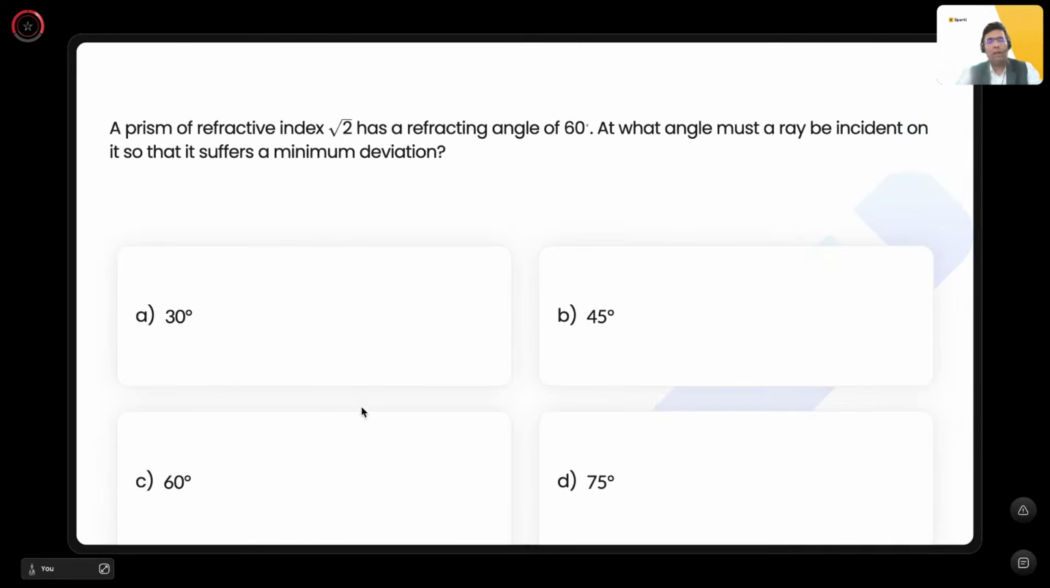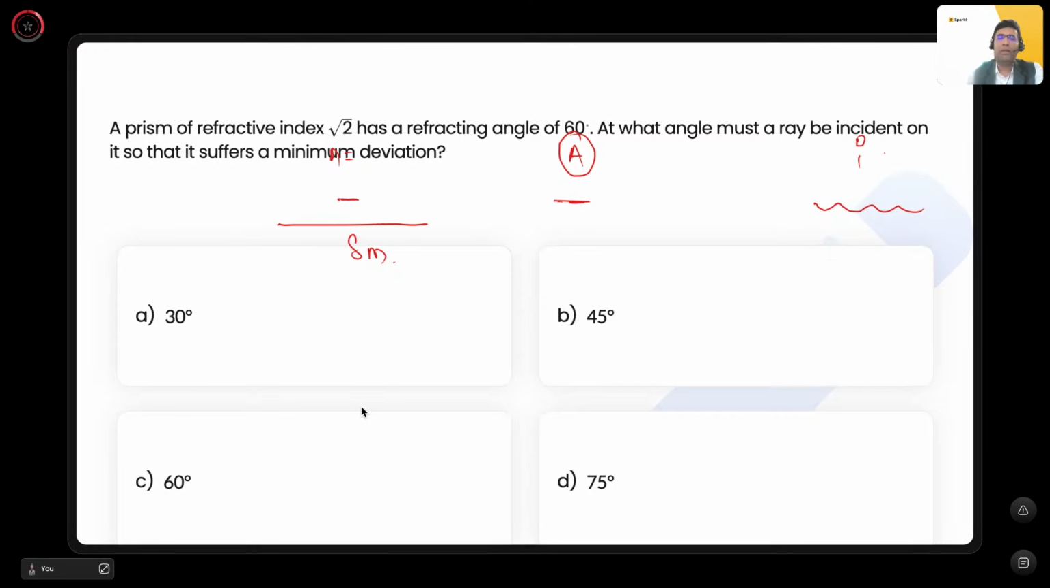Prism. Again, in ray optics, every year a question on prism is asked. You have to do all the variations that are involved in the prism. So one of those questions is over here. So I have a prism of refractive index root 2, has a refracting angle. Refracting angle is the angle of the prism. All right. N is given as root 2. At what angle must the ray be incident so it suffers minimum deviation? So we have to talk about minimum deviation and we have to find the angle of incidence.